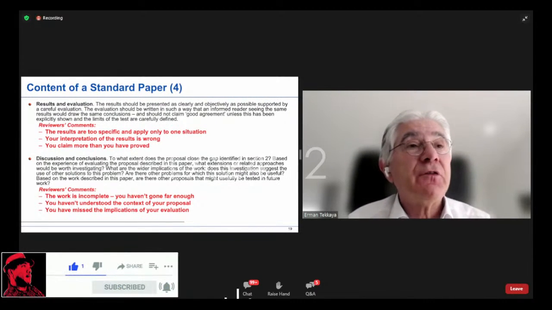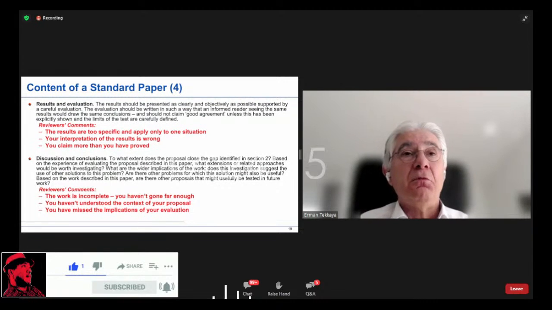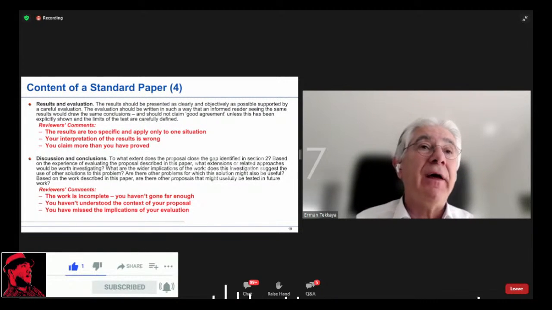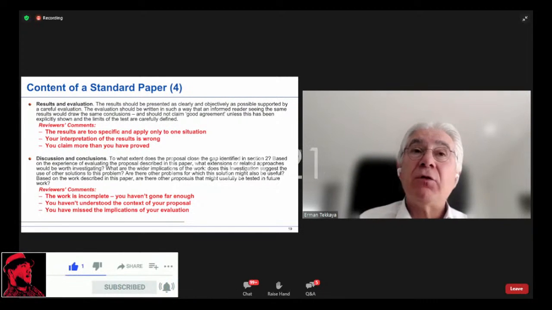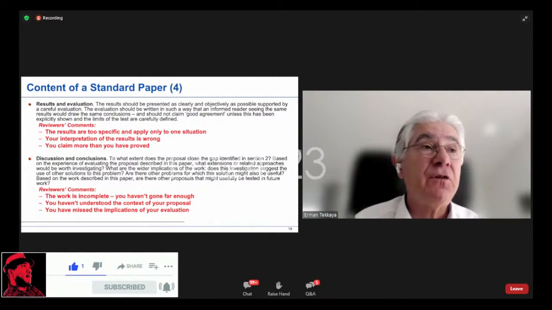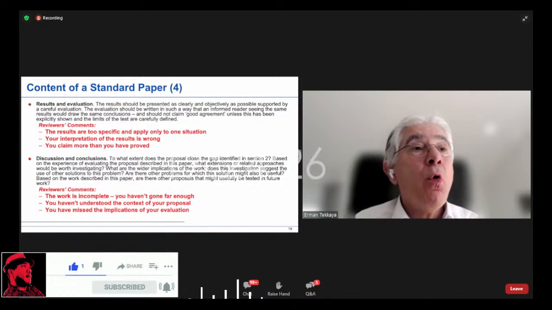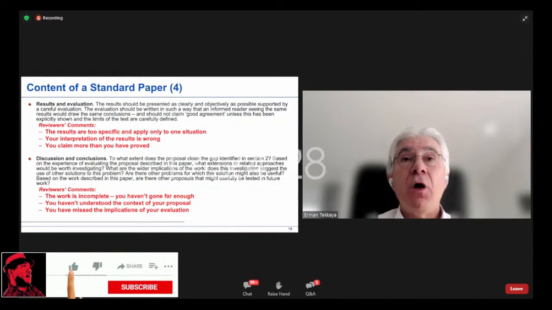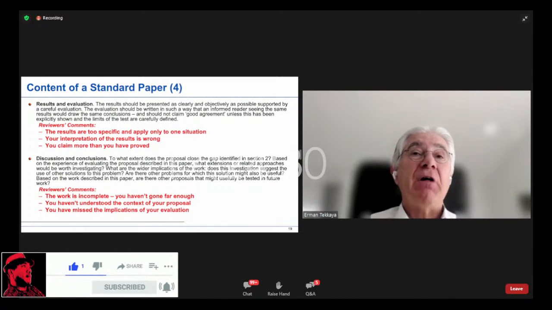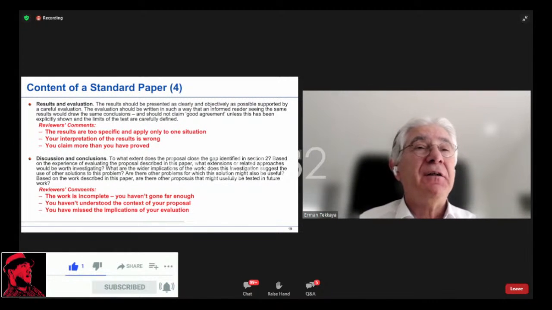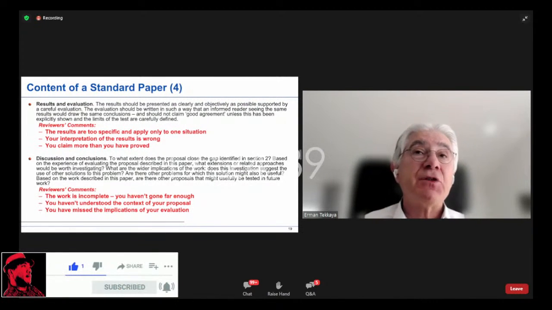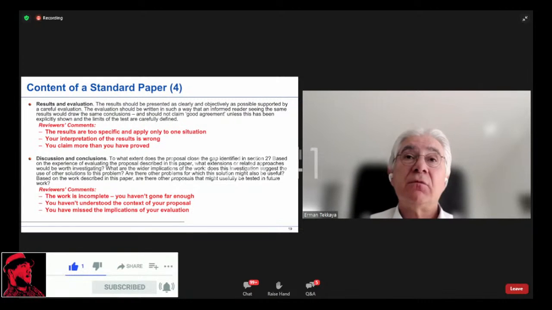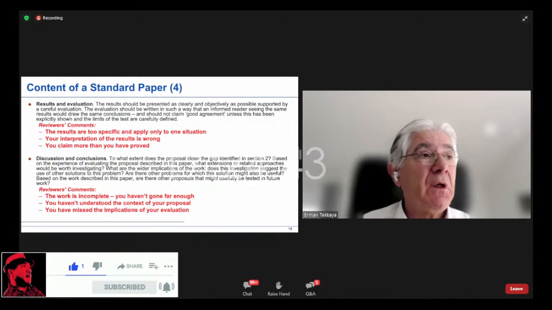Your interpretation of the results is wrong. So you might get a result and you interpret it so that you can support your theory, but your interpretation is absolutely not physical. You claim more than you have proved. That happens very often. So you end up with a wonderful test, and then you have a lot of results, but you read out of those results things which are not there. And if that happens, the paper will be rejected, of course.